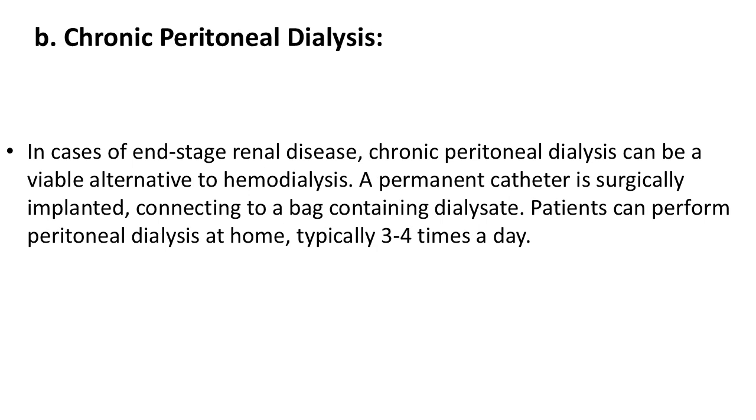B. Chronic peritoneal dialysis. In cases of end-stage renal disease, chronic peritoneal dialysis can be a viable alternative to hemodialysis. A permanent catheter is surgically implanted, connecting to a bag containing dialysate. Patients can perform peritoneal dialysis at home, typically 3-4 times a day.